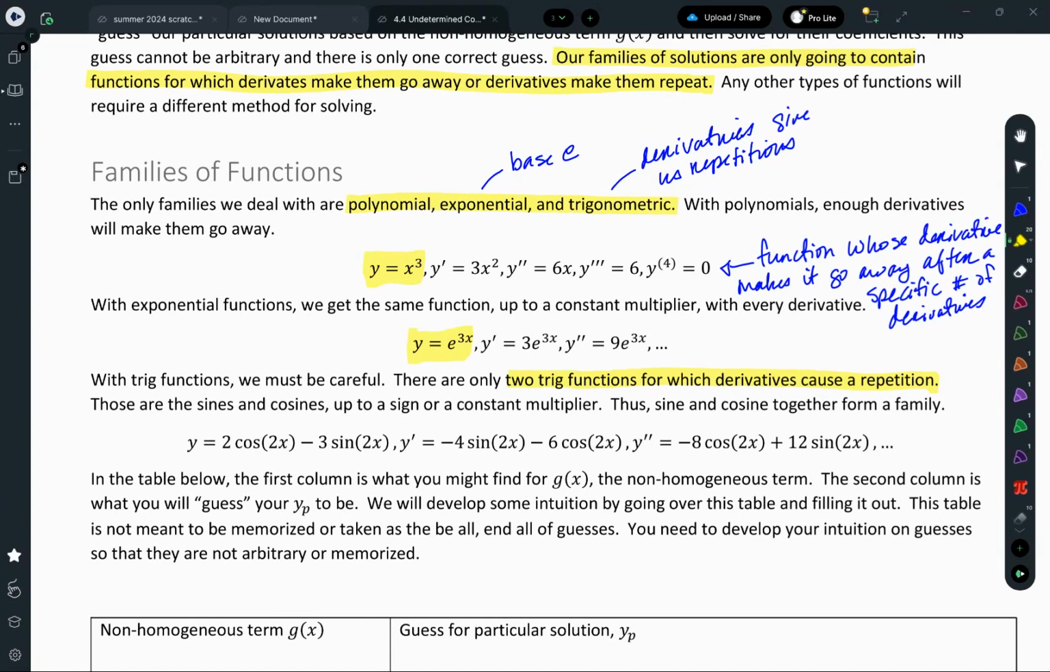So these are good. Sine and cosine together form a family. They do not show up in the family alone. They have to come together. Okay, they're like conjoined twins. You'll always see them together.